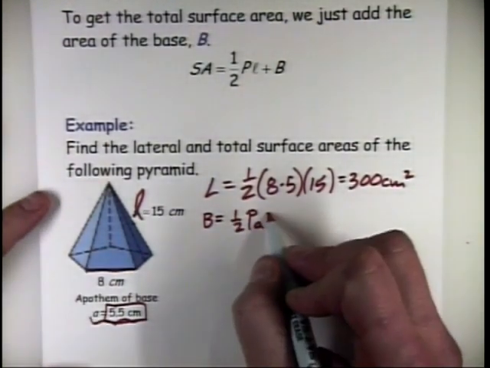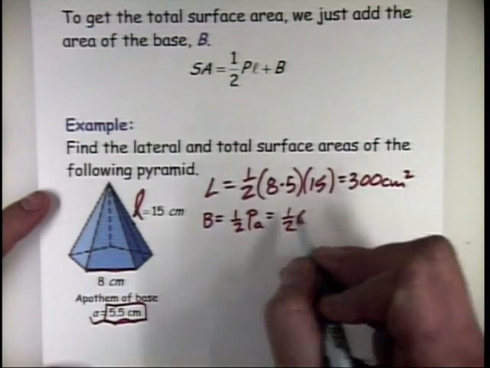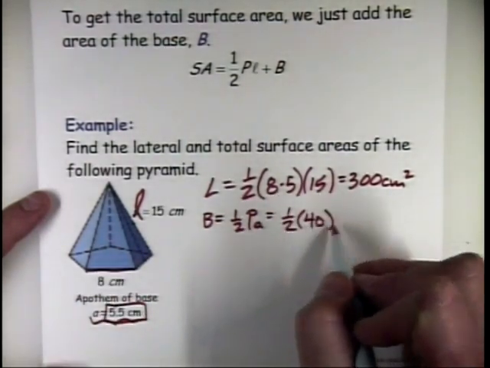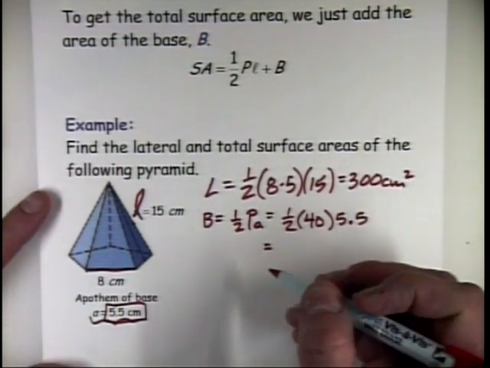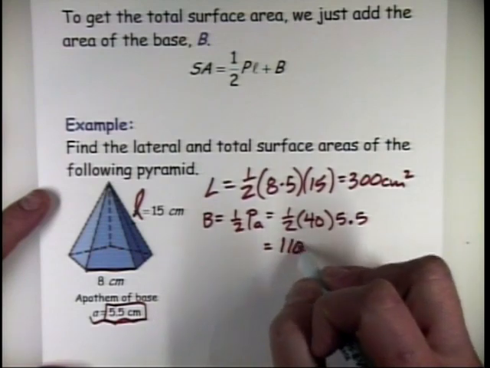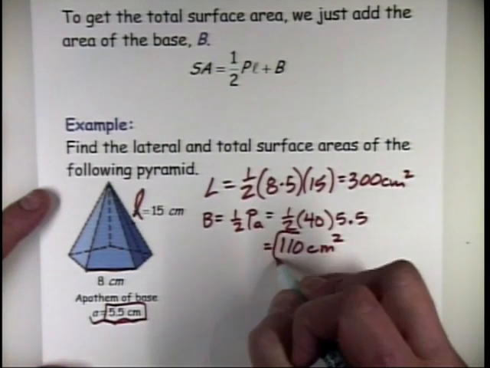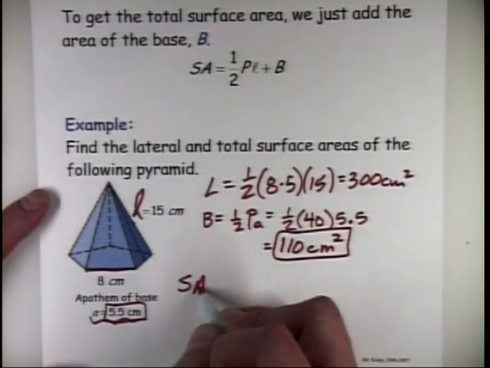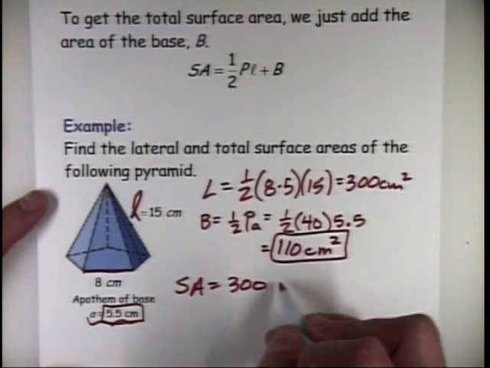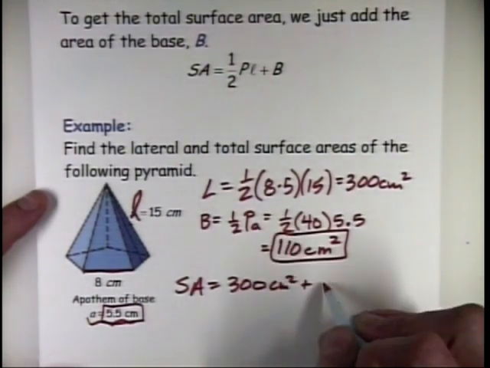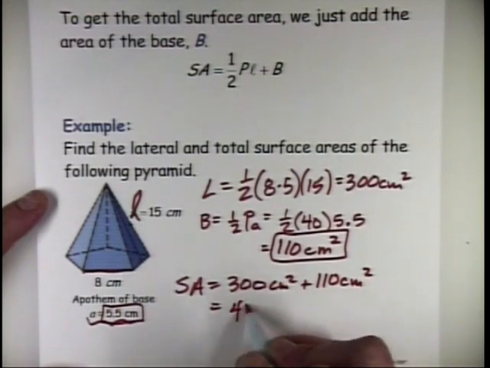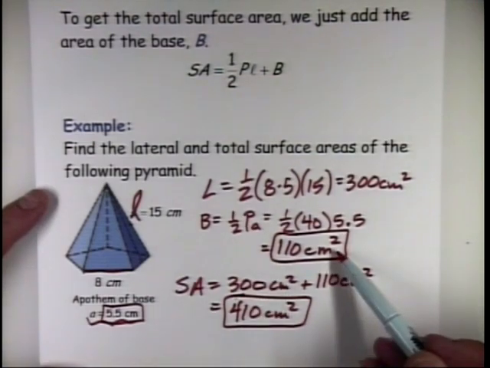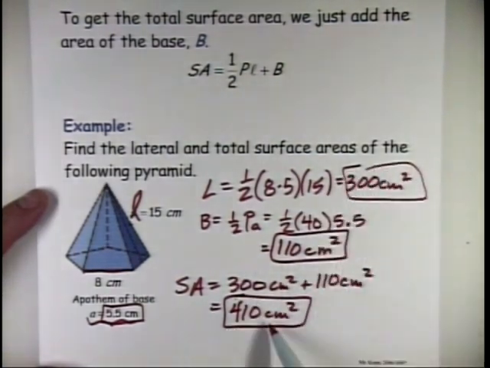So now we can go ahead and find the area of the base. It's going to be 1/2 the perimeter, which again is 8 times 5, or 40, times the apothem, which is 5.5. And if we calculate that, we get, let's see here, 110, calculator will help you do this, centimeters squared. So now the total surface area, SA, is going to be the lateral, 300 centimeters squared, plus the area of the one base, we don't have to double it, 110 centimeters squared. And that's a pretty easy one to do without the calculator, so avoid the temptation. 410 square centimeters. So we got lateral, which is 300, and total, which is 410.